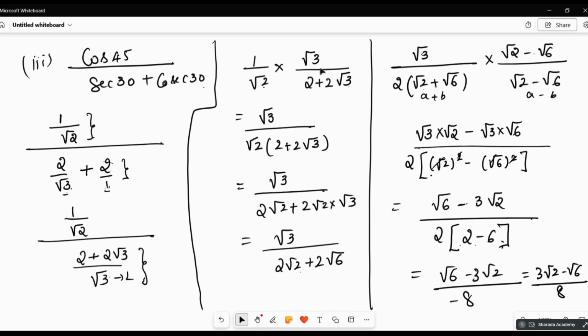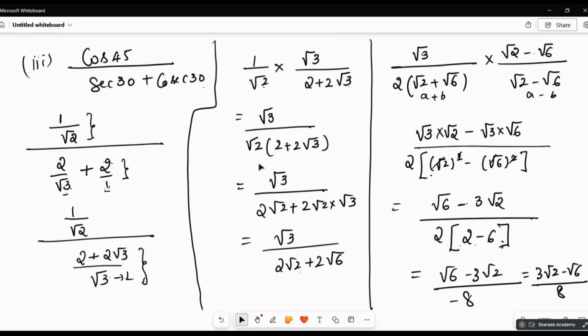When it goes up, it becomes the reciprocal. So it will be root 3 by 2 plus root 3. So what I will get, 1 into root 3 is root 3 divided by root 2 into this whole term. You should not multiply only one term. You have to multiply for both the terms. Okay, so root 2 into 2 plus 2 root 3 is there.